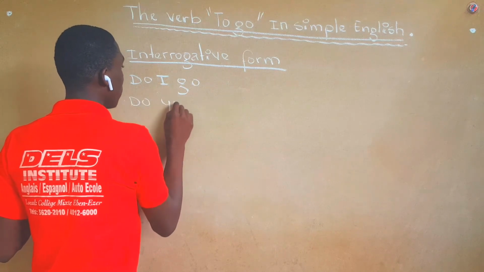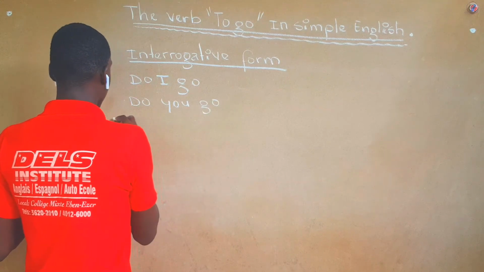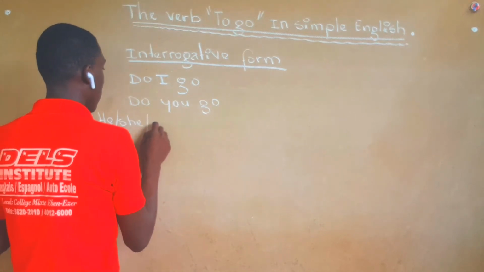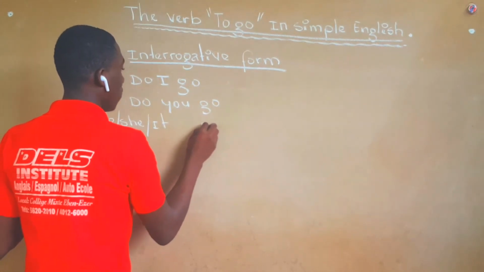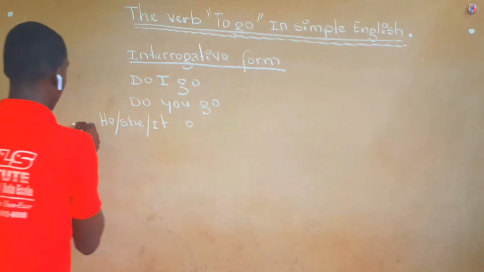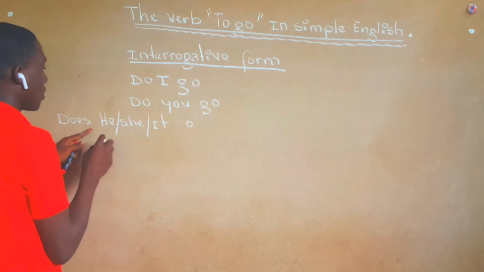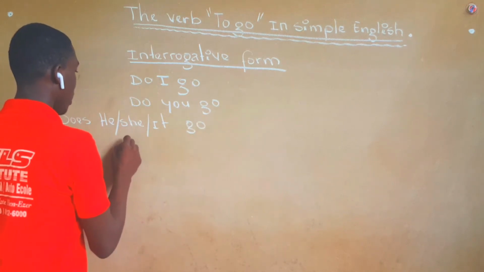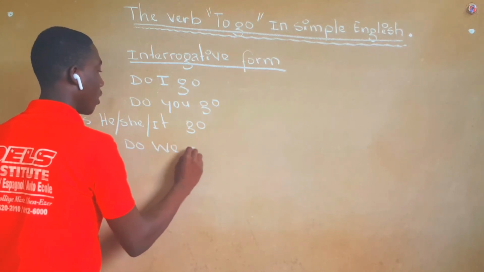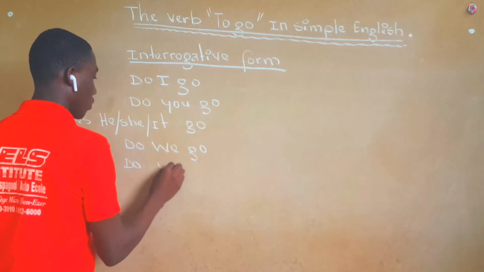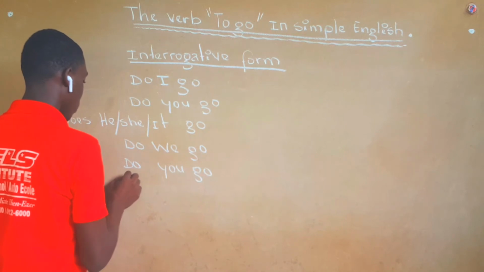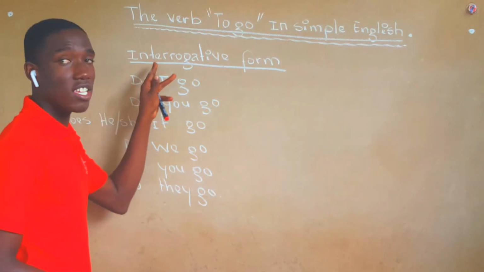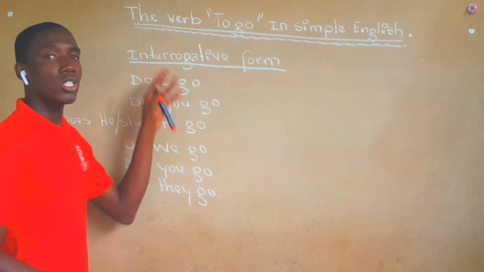Do you go? For he, she, and it go, is does. Does he, does she, does it go? And do we go? Do you go? And do they go? This is the interrogative form of the verb to go in English.